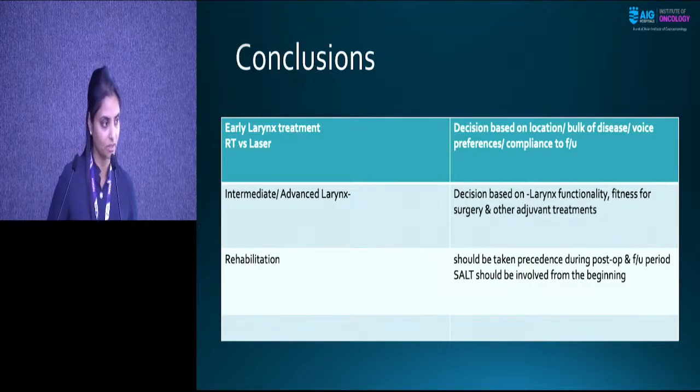We had a very good discussion with all the head and neck surgeons over here. For intermediate and advanced laryngeal cancers, the decision has to be made quickly on larynx functionality, which is the most important factor in deciding whether you take the route of organ preservation or the route of surgery. Fitness for surgery and fitness for further adjuvant treatments is also key in your decision making. And last but not least, rehabilitation, which is quite understated everywhere, should take precedence along with follow-up. The speech and language therapist has to be involved from the beginning whenever you take all these decisions.